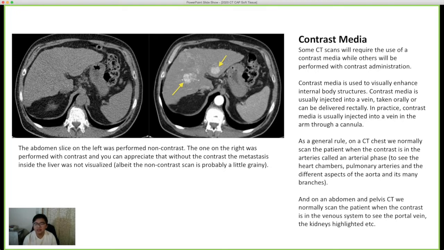Now, contrast itself can be given through various means: via a cannula in the arm for intravenous contrast, we can give it orally, we can also give it subcutaneously if we need to, and we can also give it rectally. So there are lots of different ways that we can deliver contrast. But the purpose of contrast is to actually replace whatever was there with contrast.